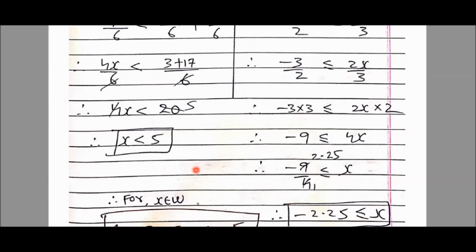So once again we got two values. Here x is less than 5. Here minus 2.25 is less than or equal to x. Once again I need to club it. To club it, we always start with negative numbers, so first I'll start with this.